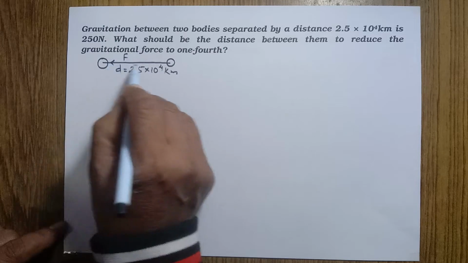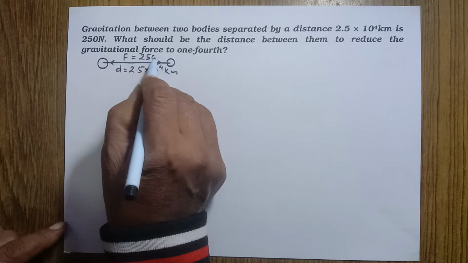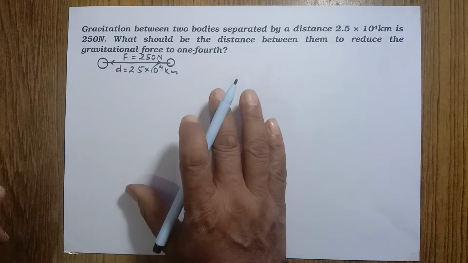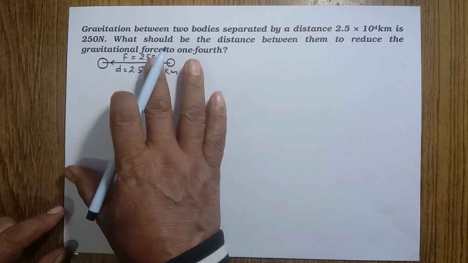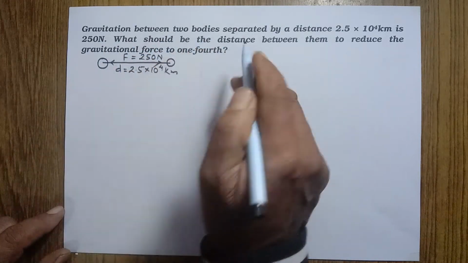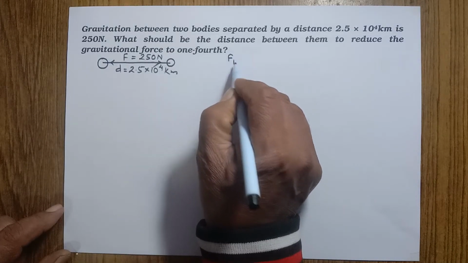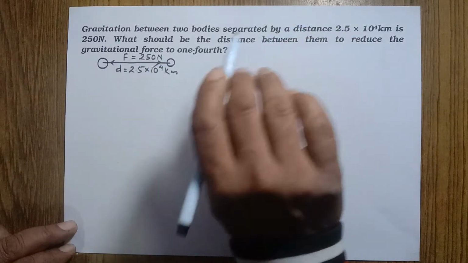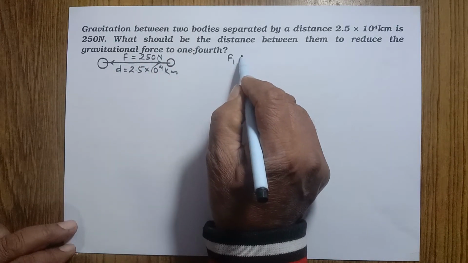Gravitational force means the first one attracts the second one, and the second attracts the first, and this force of attraction is equal to 250 Newton. What should be the distance between them to reduce the gravitational force to 1/4? It means now we are going to reduce the gravitational force between them by 1/4, so now a new gravitational force. Let's denote it by another symbol. F represents the original gravitational force. Now F1 represents the new gravitational force, and it is reduced to 1/4.